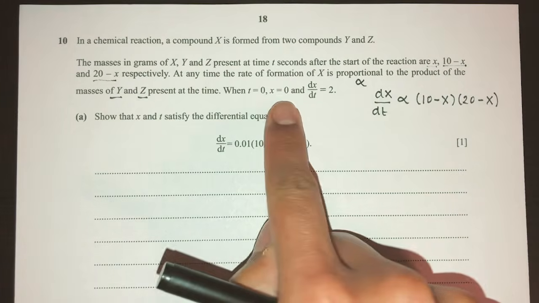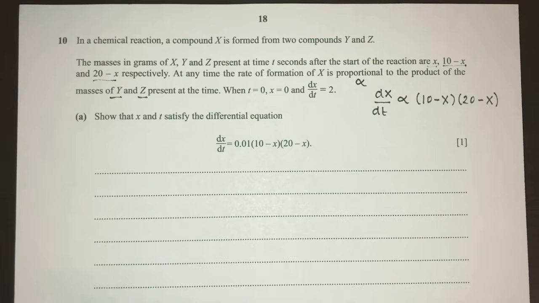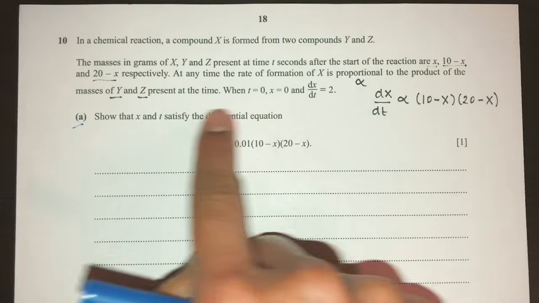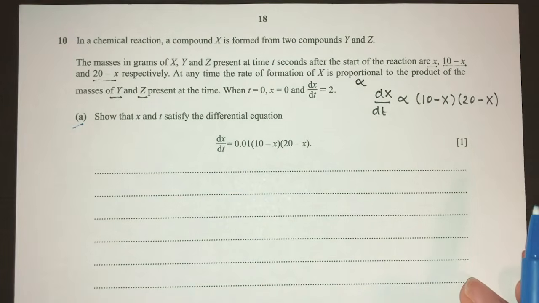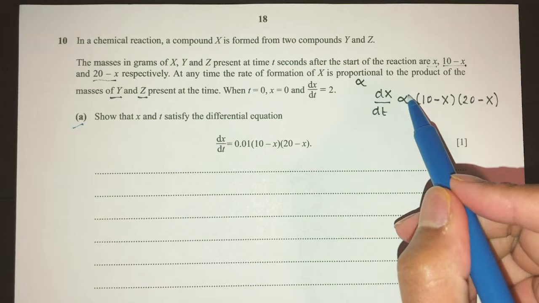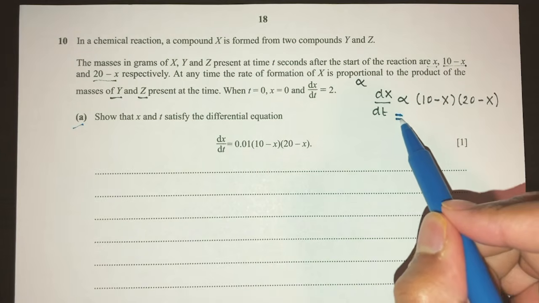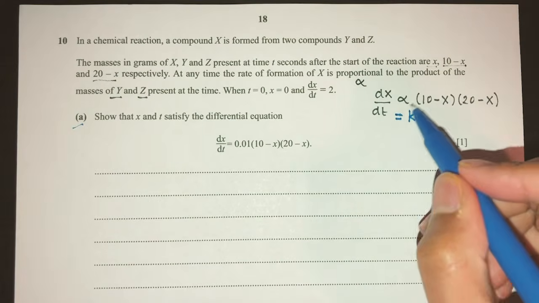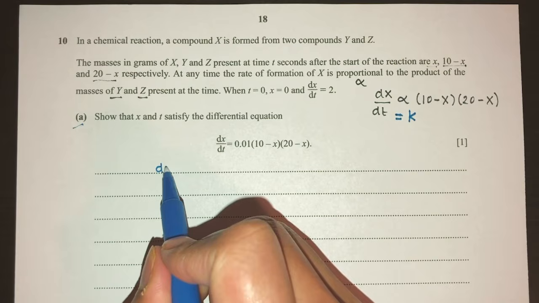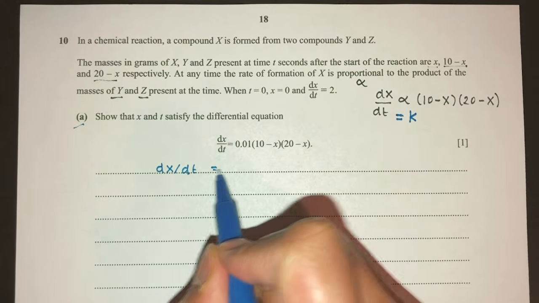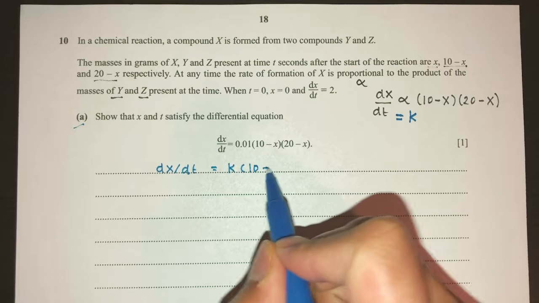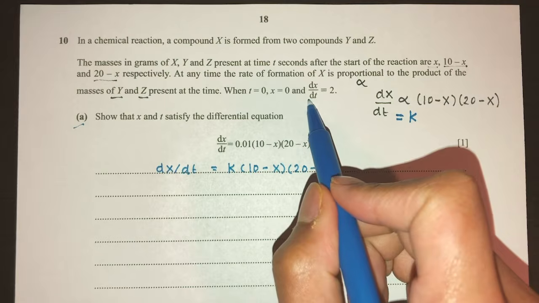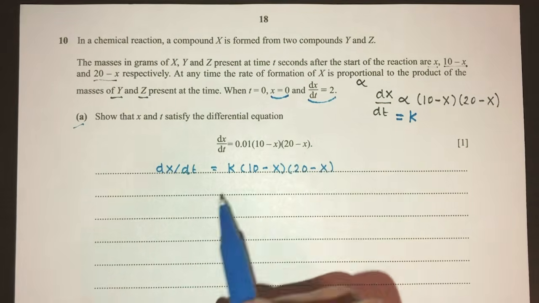Okay, so now we have these two pieces of information to find the values. So part 1, we have to show that x and t satisfy this equation. Okay, so how can we do that? If you observe, we can change proportional to an equal sign with k. K is your constant of proportionality, so we have to find the value of k. So right now we have dx by dt is equal to k times 10 minus x times 20 minus x. So let's use this value and this value to find the value of k.